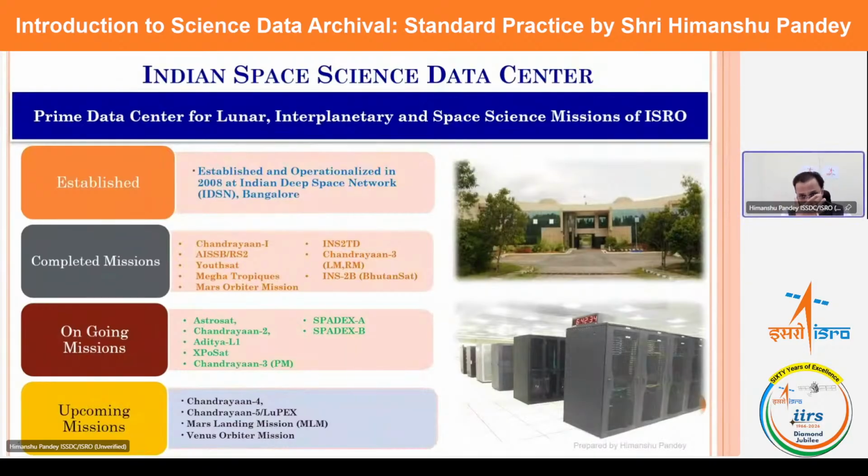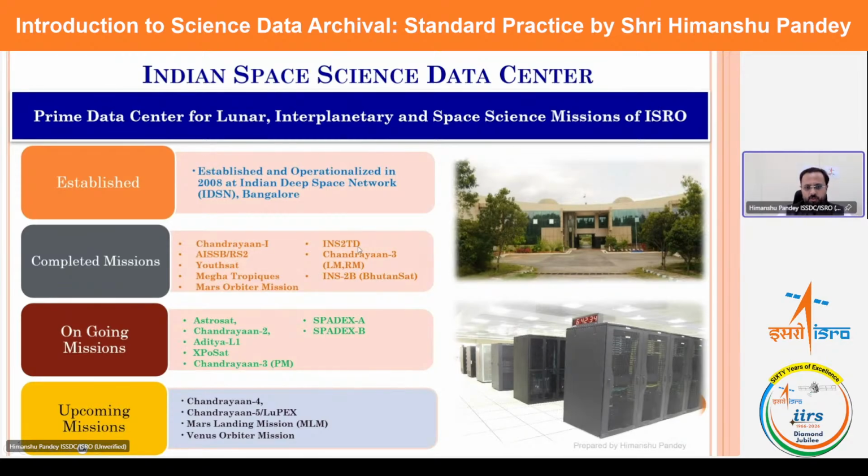Just to give a glimpse of ISDC, the current status: it is the prime data center for lunar and interplanetary space science missions. It was established in 2008. The photo is visible towards the right side. As of now, Chandrayaan-1 was completed. There was one more mission with a very specific payload from Canada on a resource satellite, then NewSat satellite, then Megha-Tropiques, and the Mars Orbiter Mission.